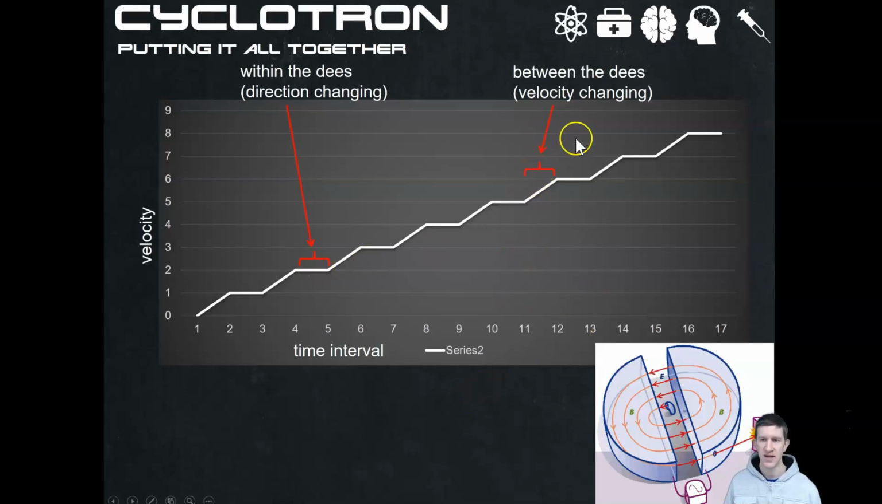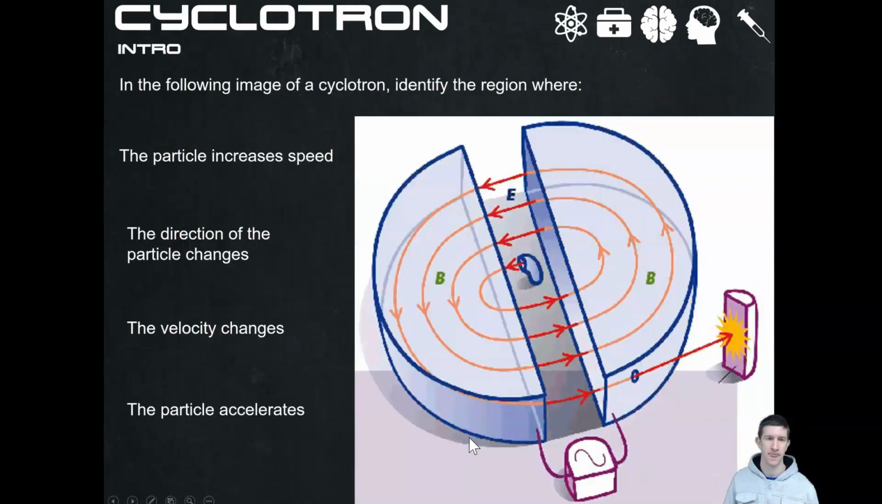When it passes between the Ds at all of these angled sections, it's accelerated by the electric field. So its speed is increasing and therefore its velocity is increasing. So we step from change of direction, increase speed, change of direction, increase speed, and we repeat this process every time it does a loop.